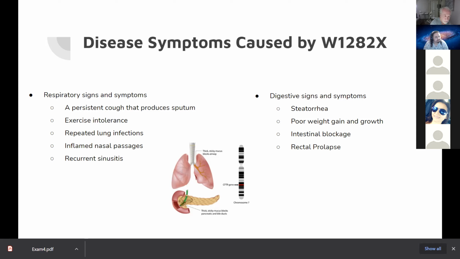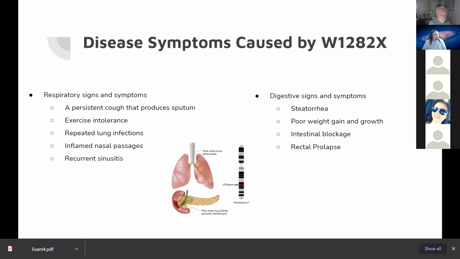In respiration, specific symptoms include a persistent cough that would produce sputum, which is like a thick mixture of saliva and mucus, as well as a lot of wheezing. There will be frequent and sometimes severe lung infections that can lead to permanent damage. There will be frequent inflammation of nasal passages, which can also be called getting a stuffy nose, and recurrent infections to the sinuses, which is also known as sinusitis.